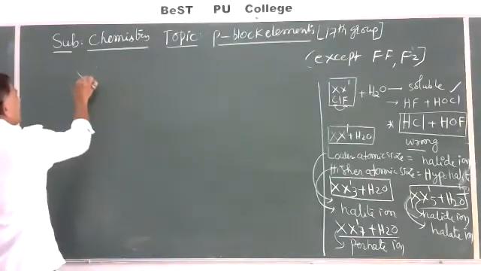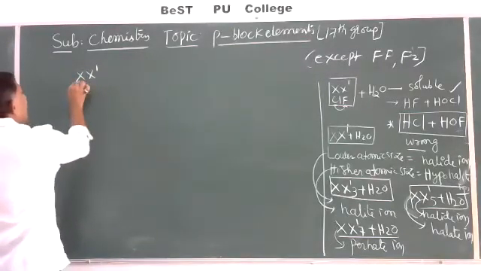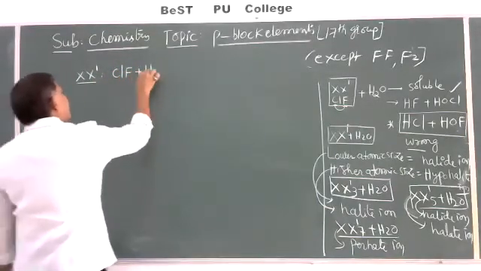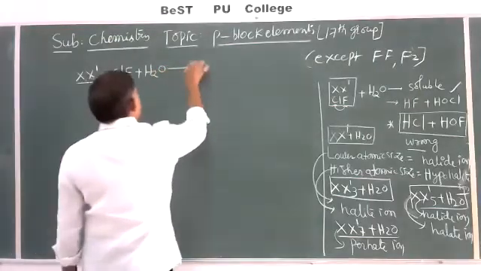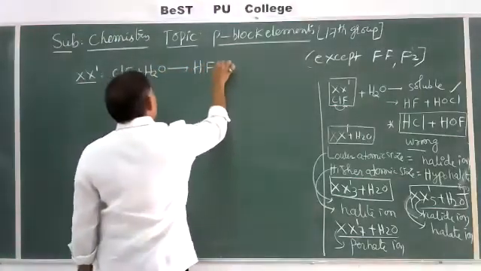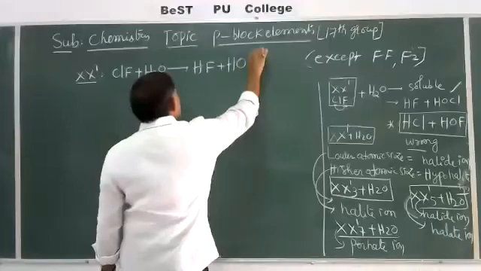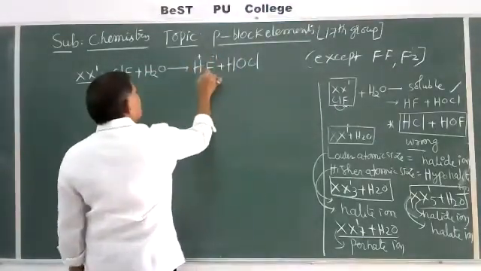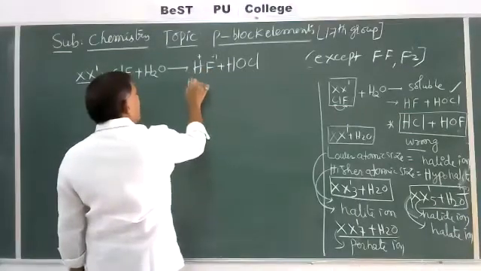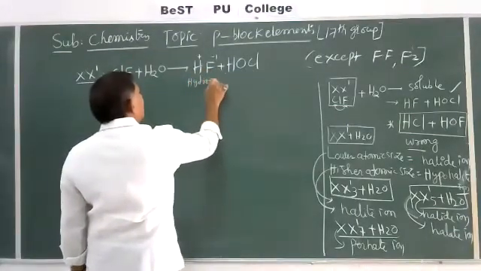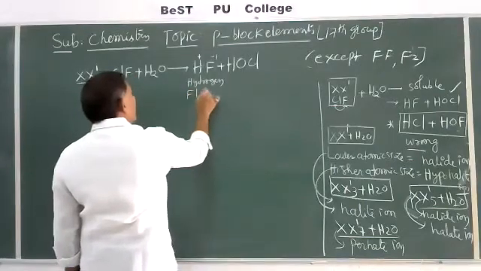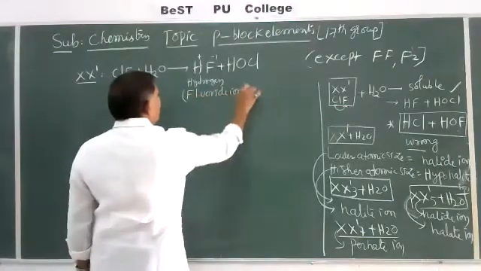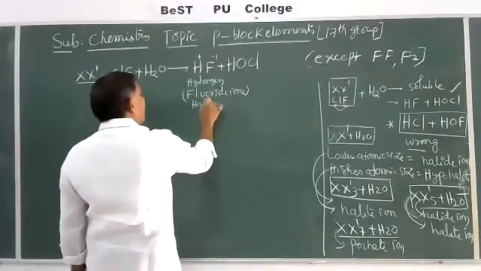One is X dash. For this, I'll take ClF reacted with water. It gives HF plus HOCl. This is H plus and F minus. This is called a hydrogen fluoride ion. Fluoride ion is nothing but a halide ion.